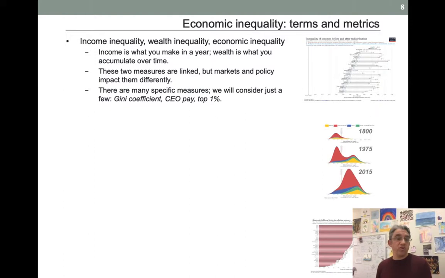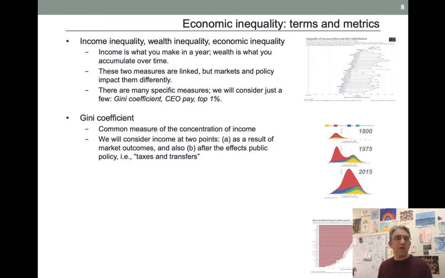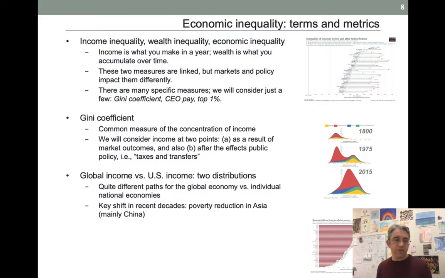Now, these two measures are clearly linked, but markets and policy probably affect them quite differently at different times. There are many specific measures out there that you use to get at these different points, but we're really just going to focus on the ones that I named. Now, the Gini coefficient is the most common measure of the concentration of income, and we'll be thinking about it through two filters, really in a pre-distribution and redistribution sense. More on that in a moment.